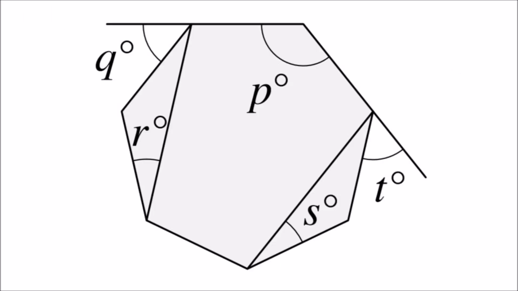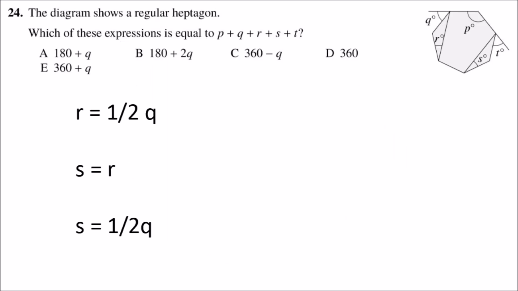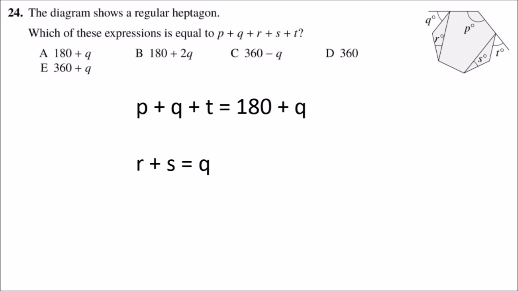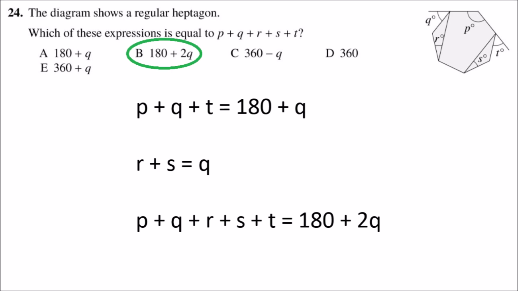And S is the same as angle R, so S also equals a half Q. And so R plus S equals half Q plus half Q, which just equals Q. So P plus Q plus T equals 180 plus Q, and R plus S equals Q. So that means that P plus Q plus R plus S plus T equals 180 plus 2Q. So the answer is B.